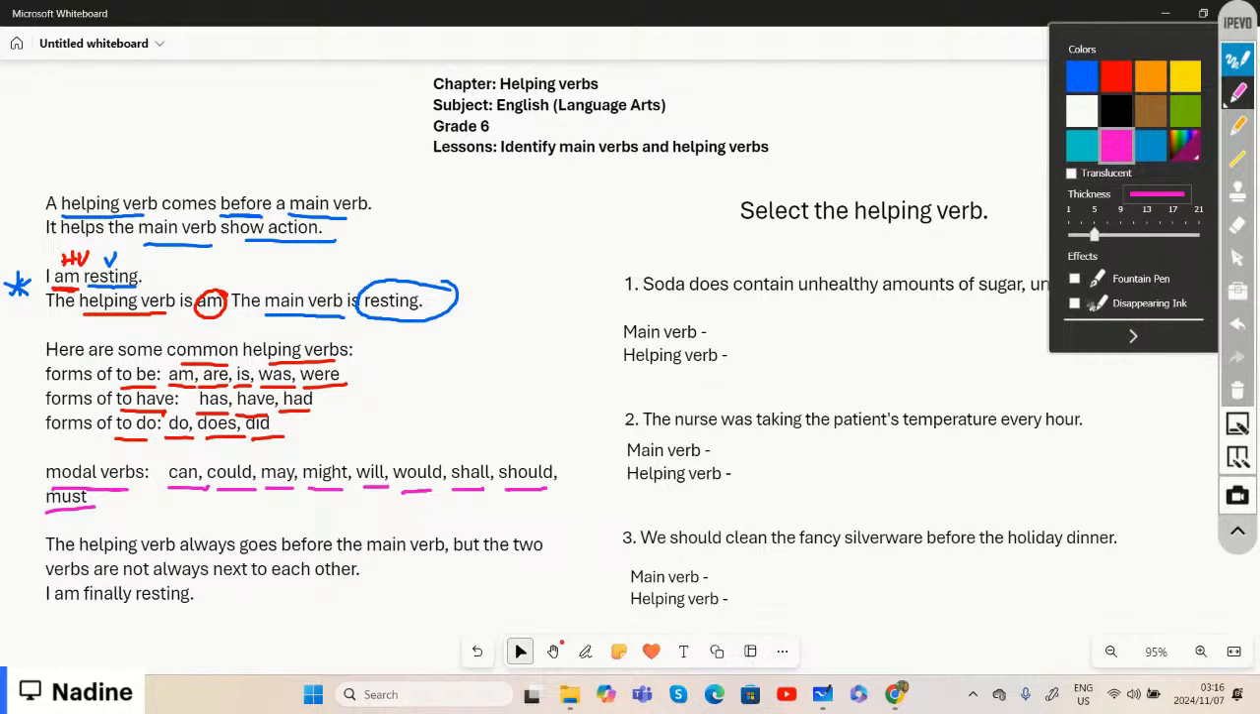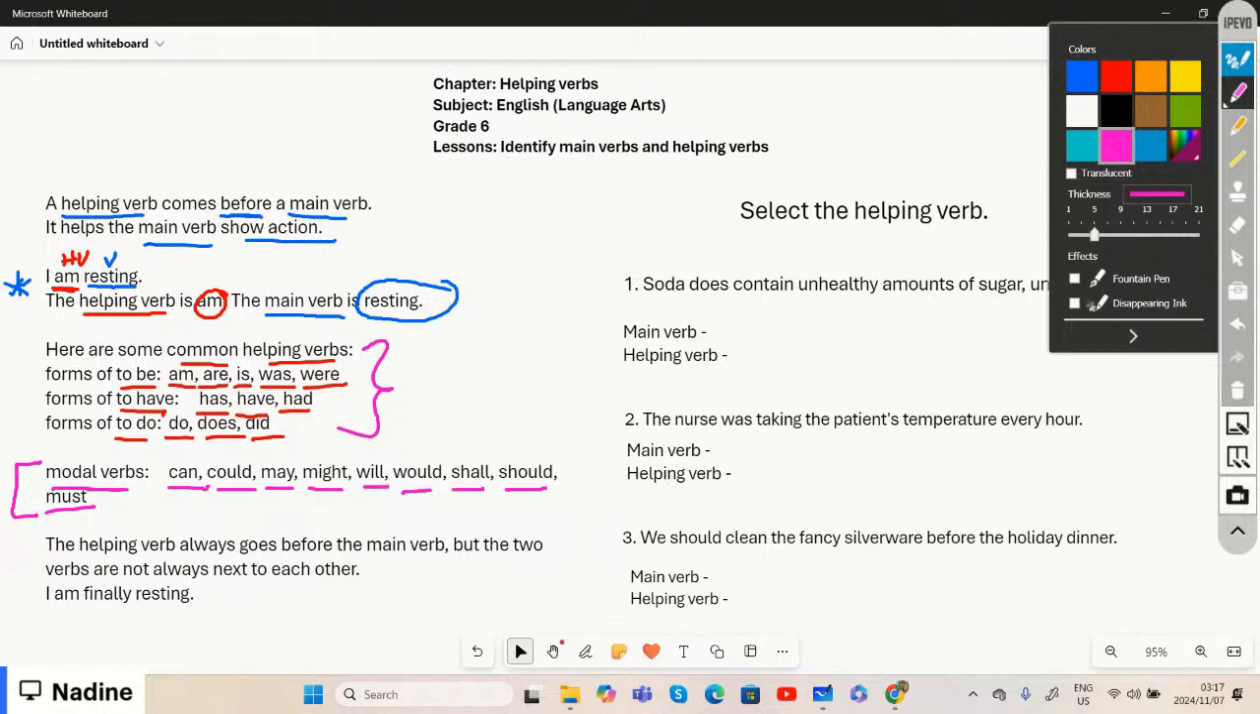And remember, when it comes to helping verbs, they always go before the main verb. So the helping verb, which is either one of these words or one of these words, they always come before the main verb. But sometimes the two words will not always be next to each other. Sometimes you're not always going to have am next to resting, for example. You're not always going to have the helping verb immediately next to the main verb.